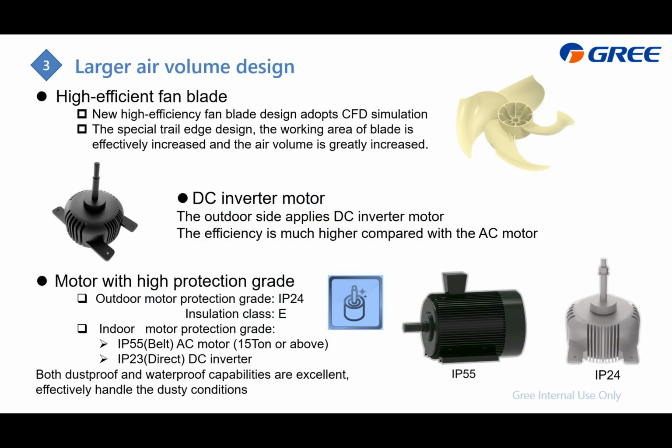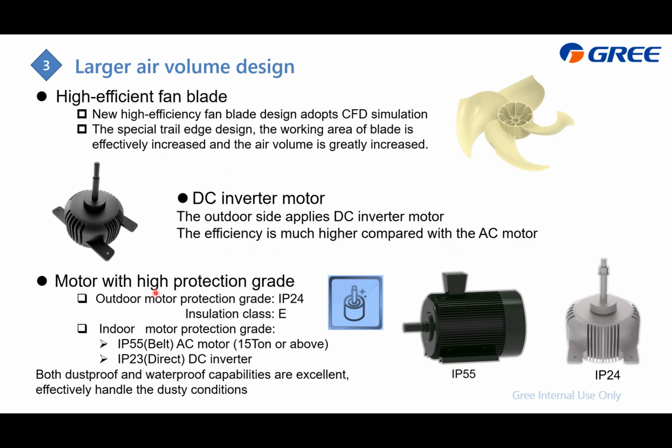Ventilation system. First is the fans. For the fan blade, we adopt CFD simulation to ensure high efficiency, with a special tri-edge design. In short, we can increase the air volume with the same RPM. As for the motors, we change to DC, and compared with the AC motor, the efficiency is much higher.